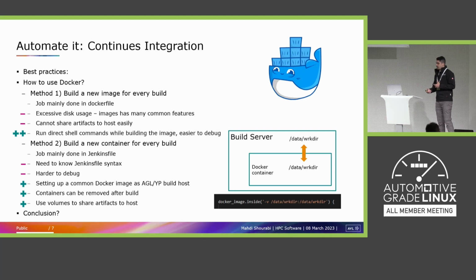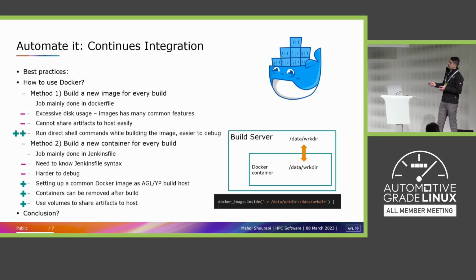Now I want to introduce some best practices that we can use. For example, if you want to use Docker, you may see multiple possibilities for yourself. For example, you may build a new Docker image for every one of your builds. This means that most of the job should be done in the Dockerfile. You need to run your build commands inside this Dockerfile, and after finishing building this image, your build is finished.